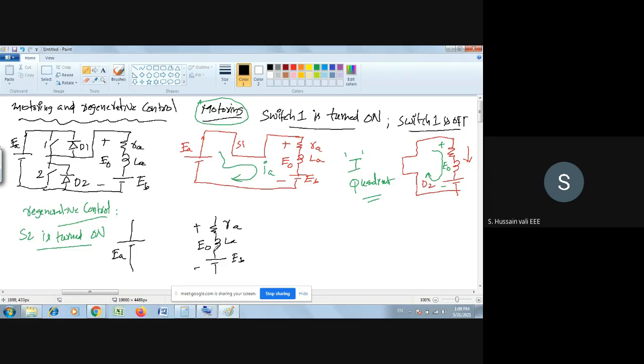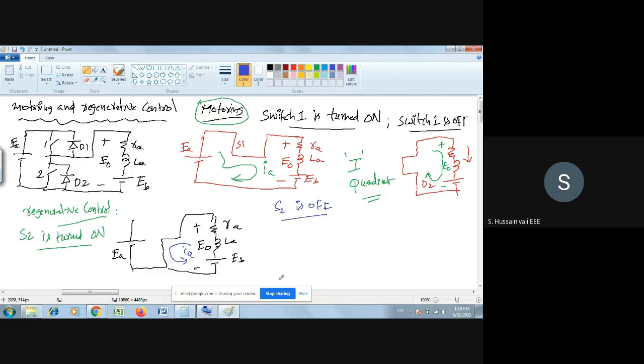So when S2 is on, what do you find out? What is the closed path you will find? This is the closed path. The direction of the current will be like this. This is IA. So E naught is 0 here. When S2 is turned on, E naught is 0, so it makes a closed path like this. Now when S2 is off, what is the closed path?